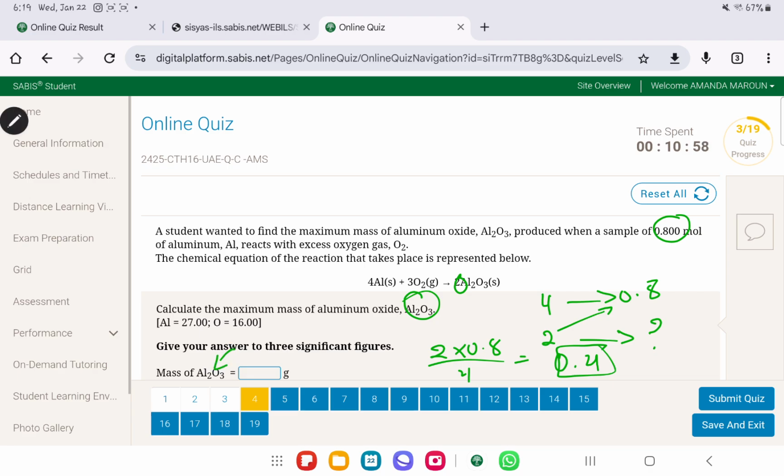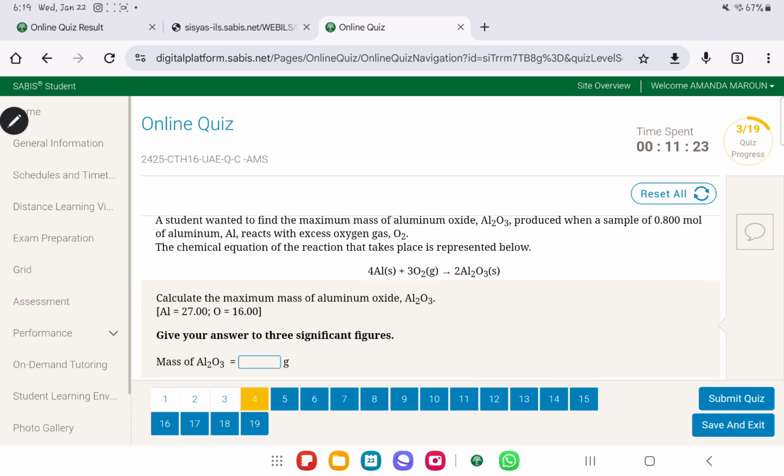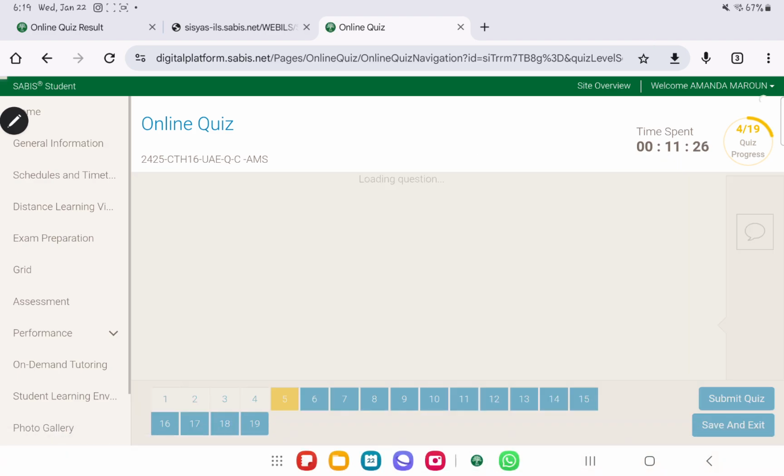So what we're going to do is we are going to take our mass, which is Al2O3, and we are going to multiply it by the number of moles. So what is the mass of Al2O3? It is 27 times 2 plus 16 times 3. So 0.4 times 27 times 2 plus 16 times 3 will then give us an answer of 40.8. So our answer over here is 40.8.